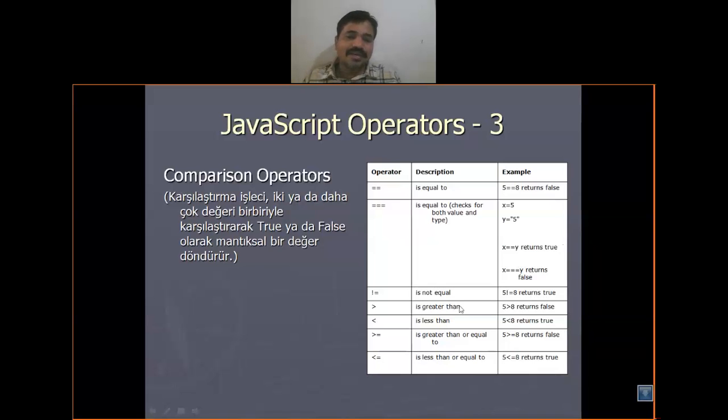When I write a comparator operator, the exclamation symbol is used for not equal. Then there are greater than, less than, and greater than or equal to. So 5 greater than or equal to 8 returns false. Same for less than: you write the less than symbol, then the equal symbol if you want to use it.